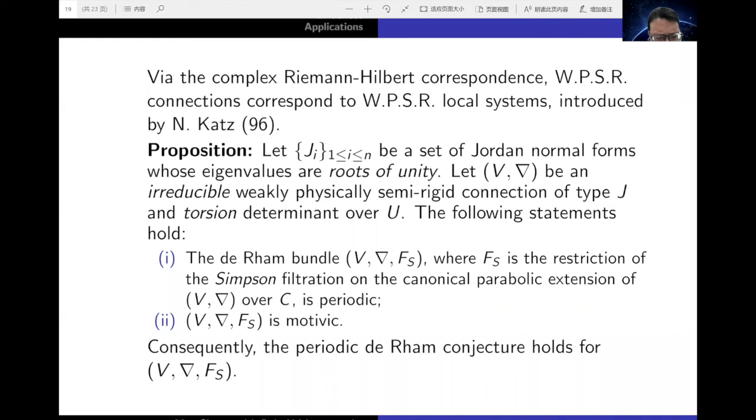This proof is motivated by Esnault and Gershnick's work. So this gives evidence. Then for the remaining time, I will say some applications.